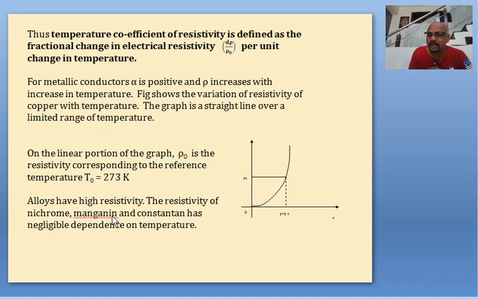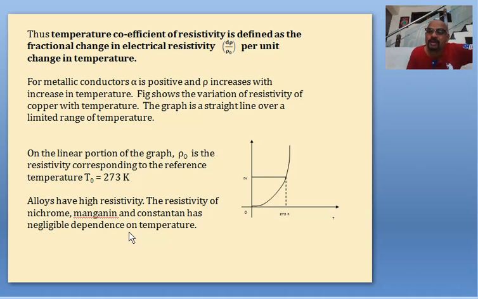So alloys have very high resistivity. Nichrome, manganese, constantan have very high resistivity. That is the reason they are used in making standard resistance coils, and also they have negligible dependency on temperature. That means the alpha value of alloys is very less. That means they are not sensitive to temperature. Even if temperature changes, the resistivity does not change for alloys. Therefore they are used in making standard resistance coils, remember.